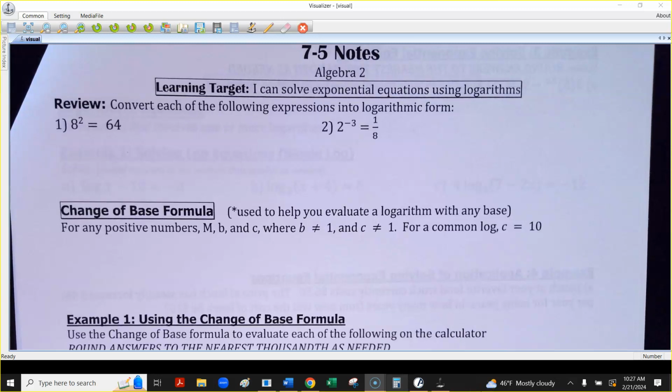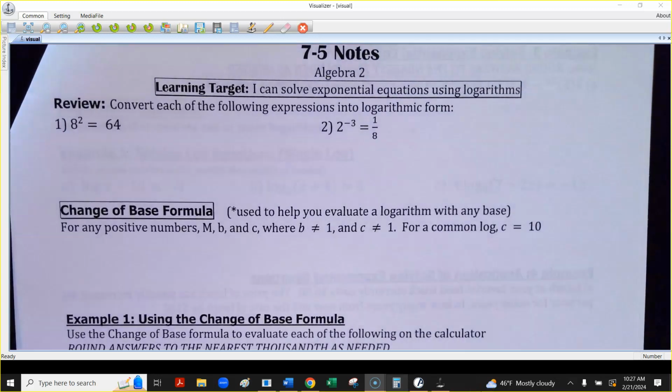I'm going to do a tiny bit of review here at the top. These are exponential, so I'm just going to convert this to a log real quick. You're going to see this in many of the questions today, so I want to make sure we know how to do it. These are all true statements. So 8 squared is 64, okay?